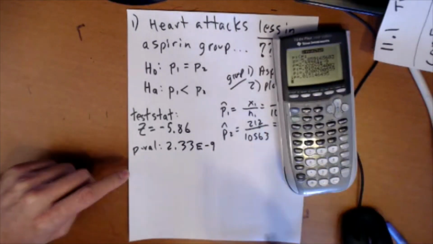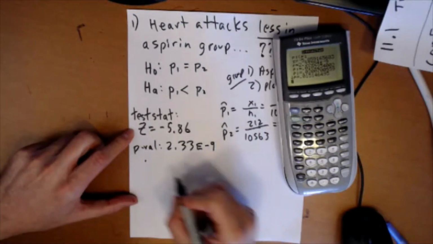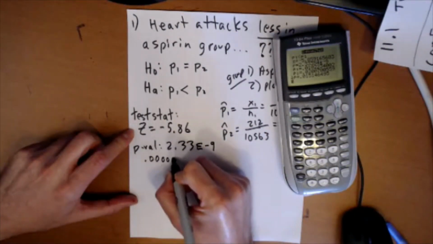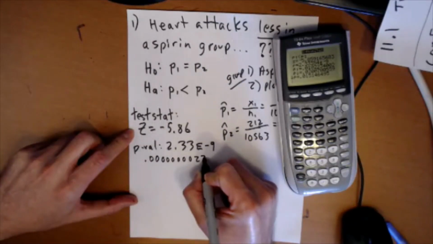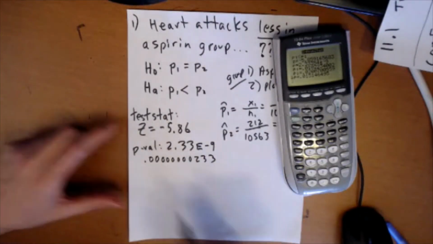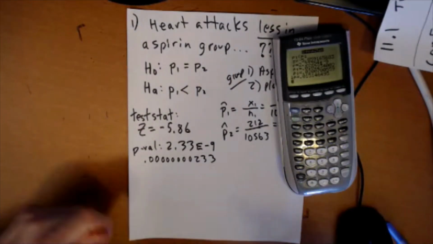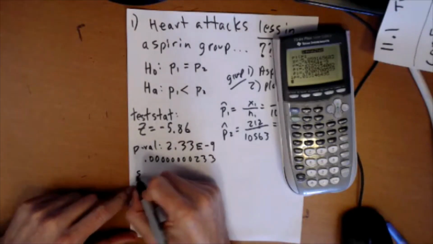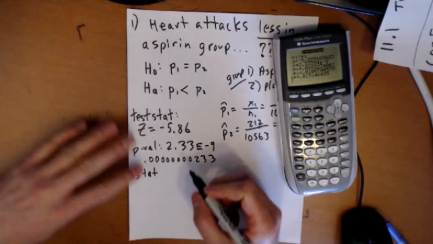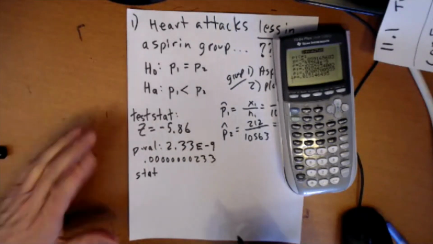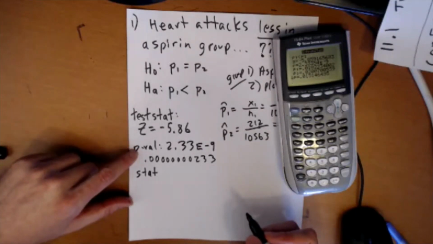Okay, so that means 1, 2, 3, 4, 5, 6, 7, 8, 2, 3, 3. Super duper duper tiny number, so the p-val is really close to 0. And then, so our statistical conclusion, we'll interpret everything in a second. Right now we're in robot mode. Okay, we got our p-val.